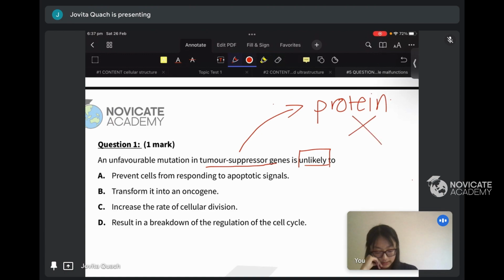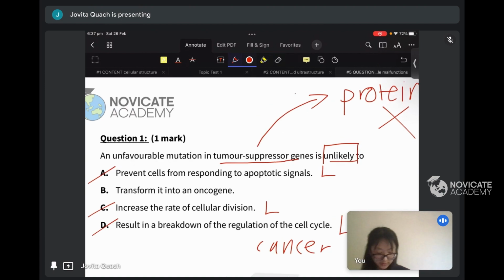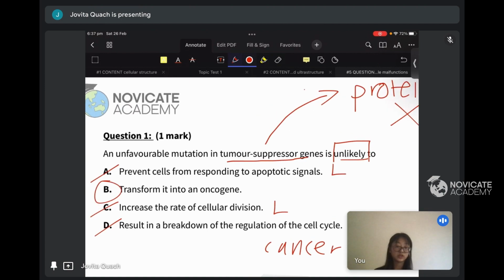So in this case, it is likely that a mutation will prevent cells from responding to apoptotic signals, and it is likely that it will increase the rate of cellular division, and hence it's also likely that it will result in a breakdown of the regulation of the cell cycle, leading to cancer, as we were looking at before. So in this case, it's unlikely that our tumor suppressor genes will transform into oncogenes.